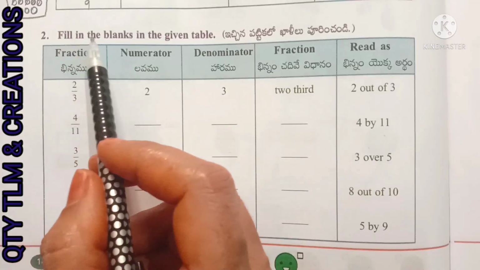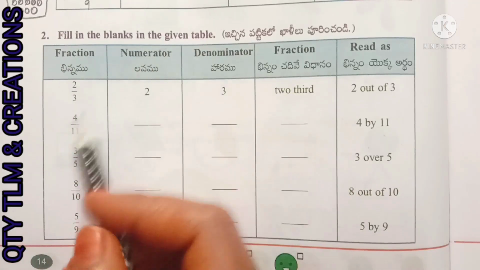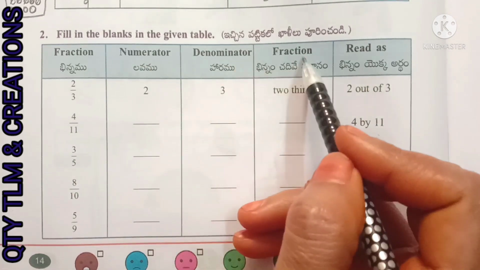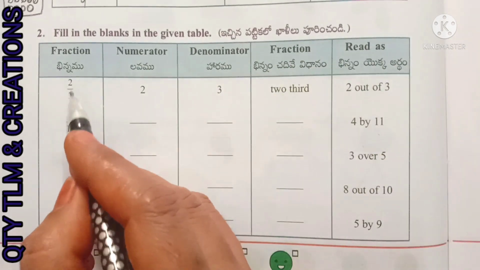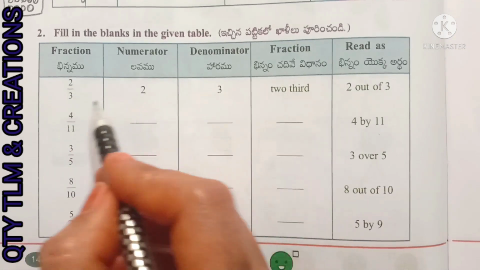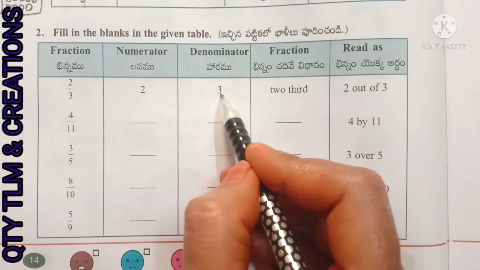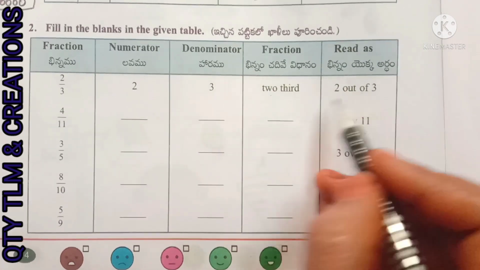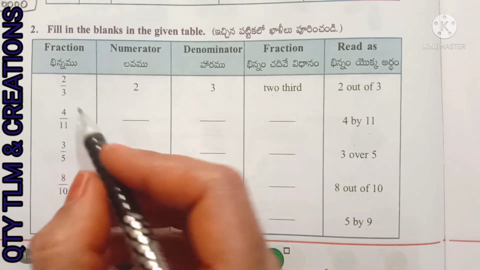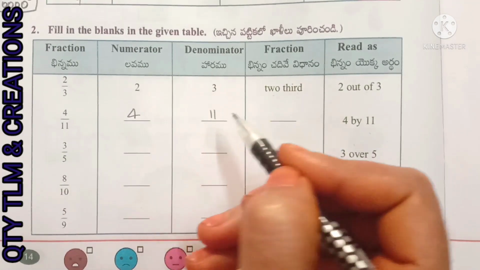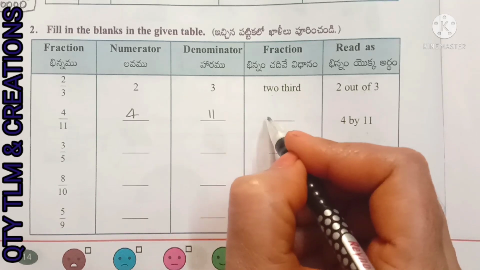Next question. Fill in the blanks in the given table. Yes, here fraction, numerator, denominator, fraction, read as 2 by 3. In this fraction, 2 is called numerator, 3 is called denominator. 2 third. Read as 2 out of 3. In this fraction, 4 is numerator, 11 is denominator. 4 11th.